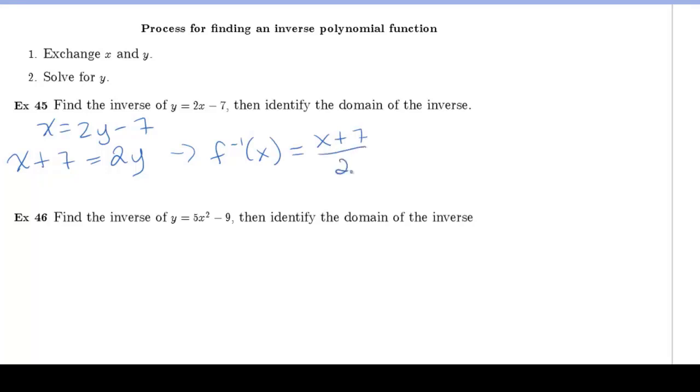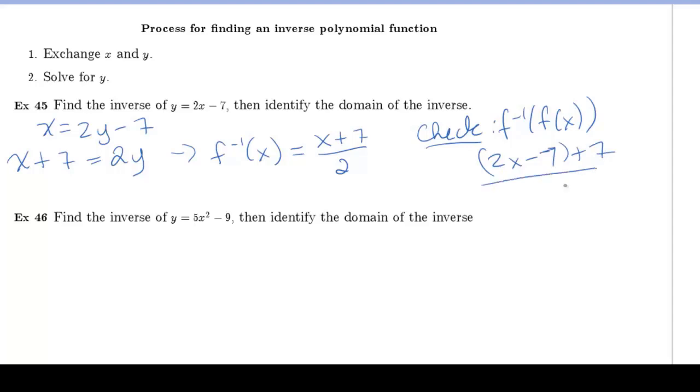And we can check to make sure this works by composing these functions. So f inverse of f of x. If we plug f of x into our function that we found, we have 2x minus 7 plus 7 over 2. Well, minus 7 plus 7 is 0, so we're left with 2x over 2, and that just gives us x, which again is what we're looking for. We want the composition of the function and its inverse to be x.